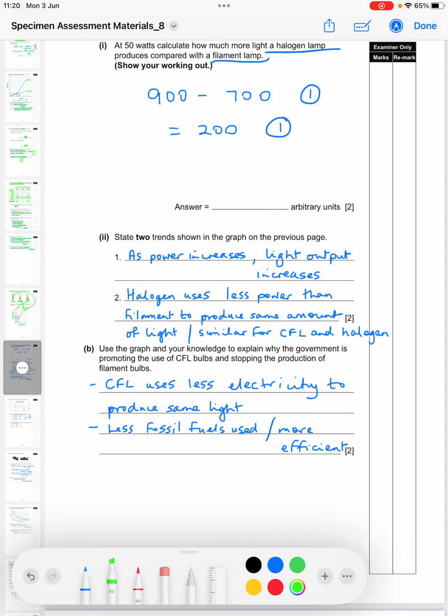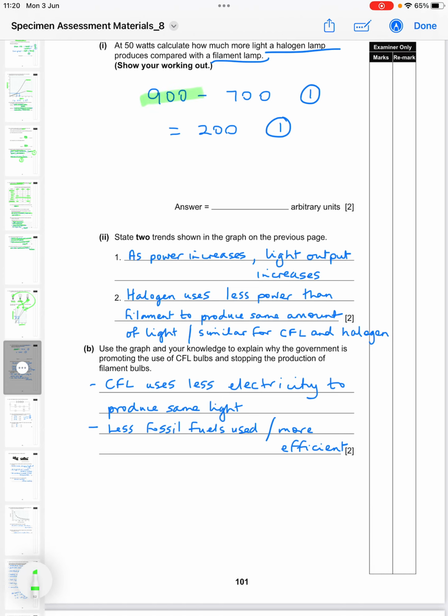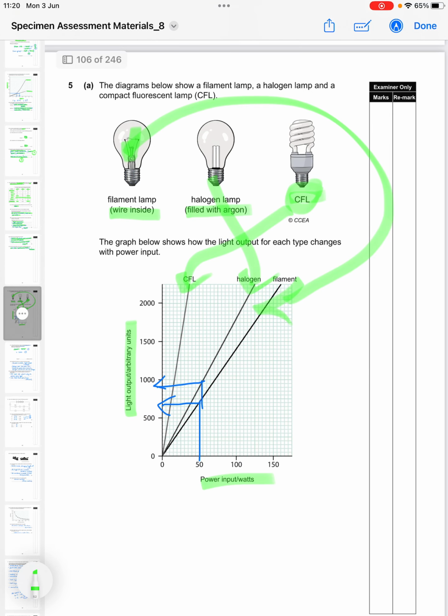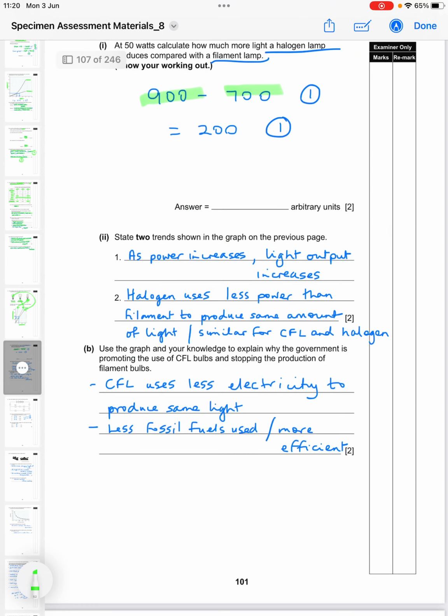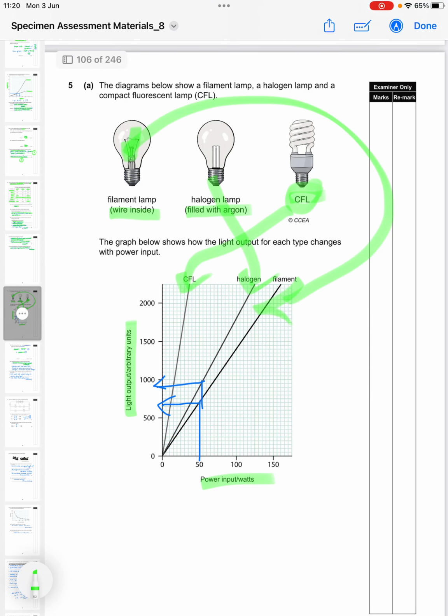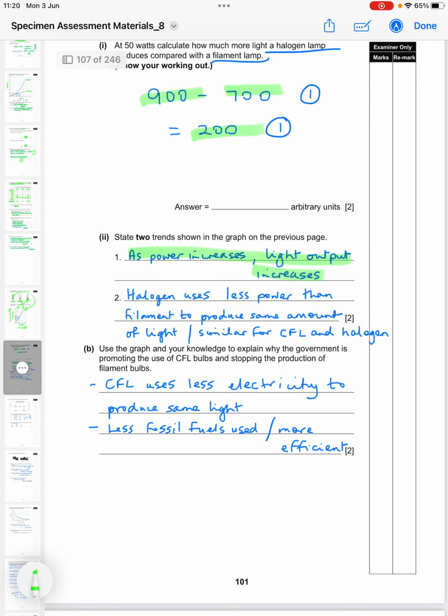We've got 900 for the halogen, 700 for the filament. Take those away, you get 200. Then it says state two trends shown in the graph on the previous page. So as the power increases, the light output increases. You can see that for all of them. Light output is increasing here as power increases there.